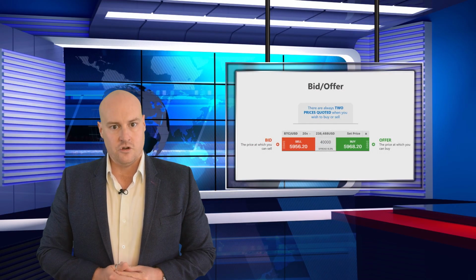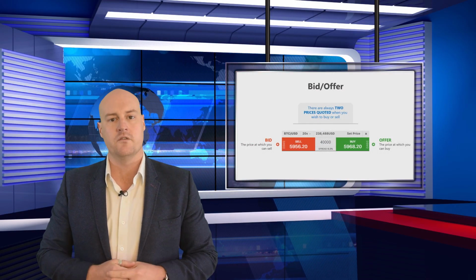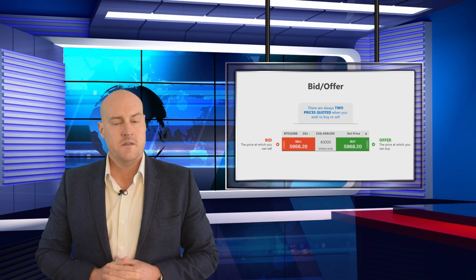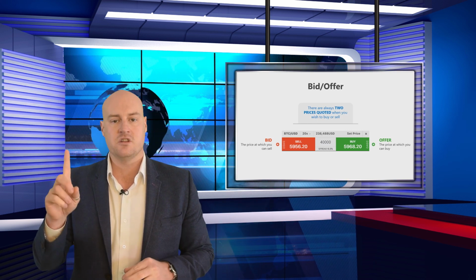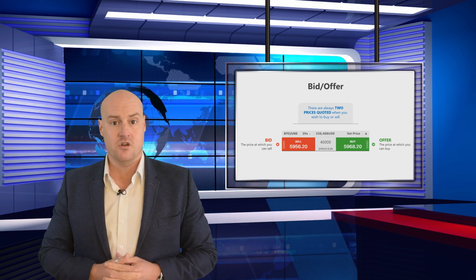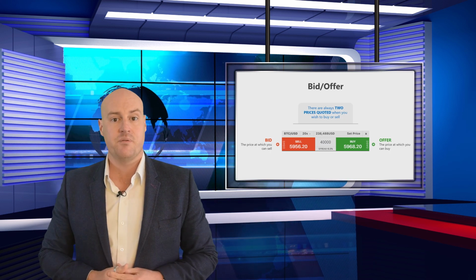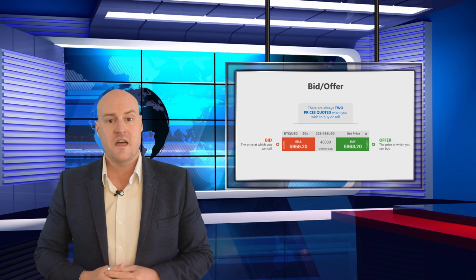Something else I want to introduce you to, and you don't have to go into too much detail here, but I wanted to make sure you're aware of it because you will see this. There are two prices when you buy something. There's a price at which you can buy and a price at which you can sell. Now, if I buy Bitcoin, I'm buying the offer because that is being offered to me at that price. And if I'm to sell, that is the bid.